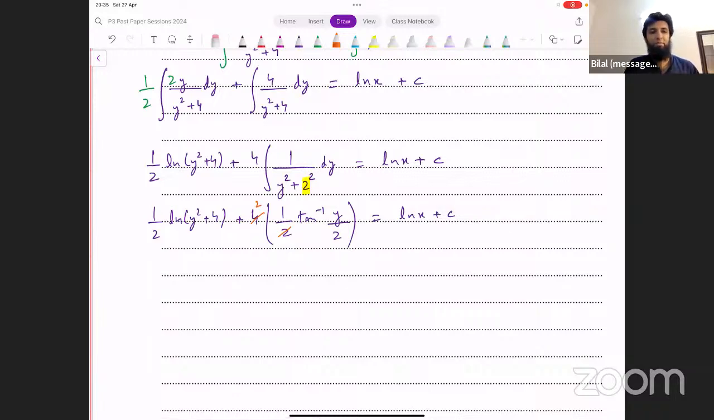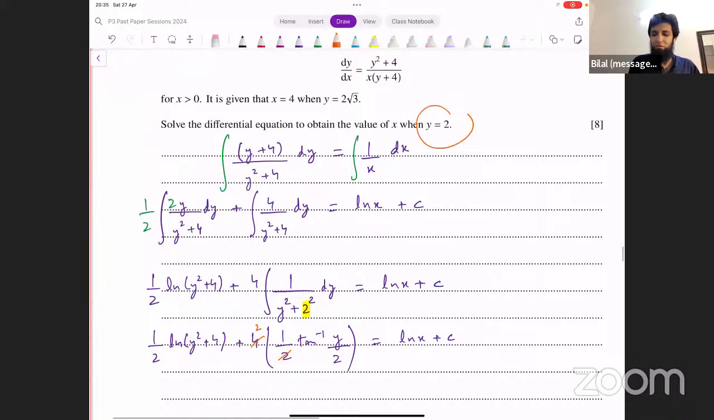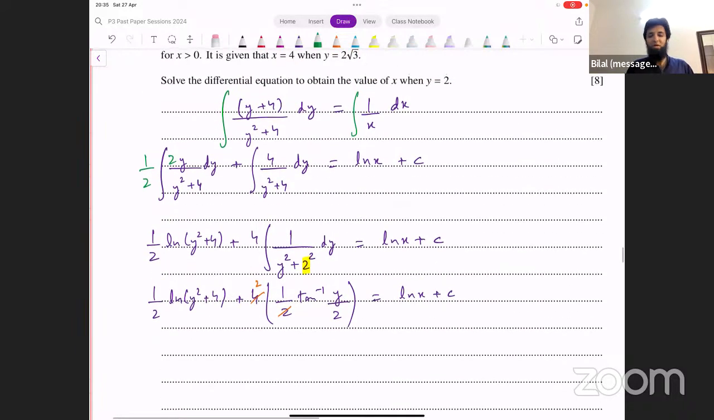Okay, now we need to find the value of c, and then find the value of x when y equals 2. That's what they're asking for. We'll do that in a moment. So that's the integration part done. This much should get you, I think, around 4 or 5 marks. Yeah, 4 marks. Maybe, most likely. But maybe 5 until this point, okay?